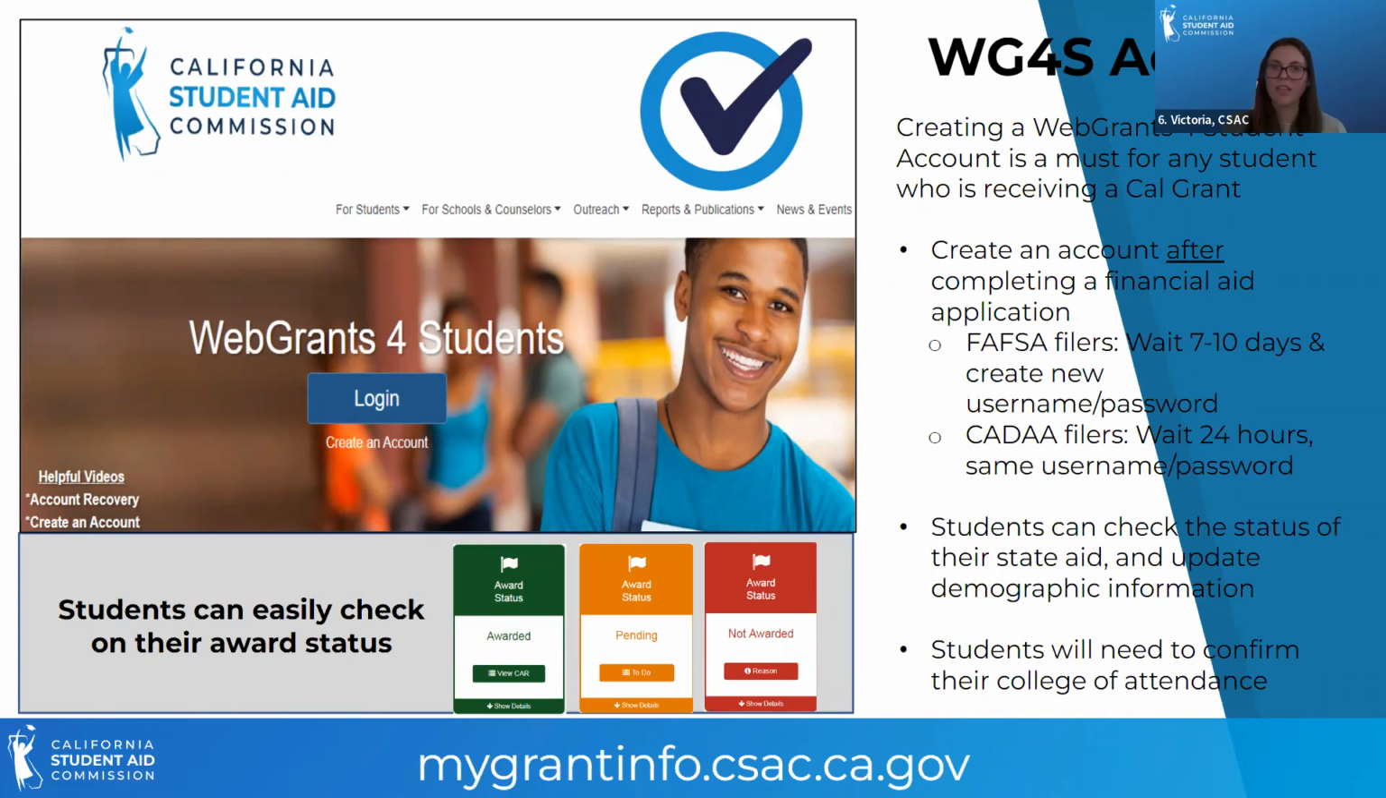Whereas our FAFSA filers still have to wait 7 to 10 days, because it's going to go through the federal central processing system first before it gets sent to our system. So there's a little bit of a delay there, but our CADA filers can log in right away and track the status of their application.